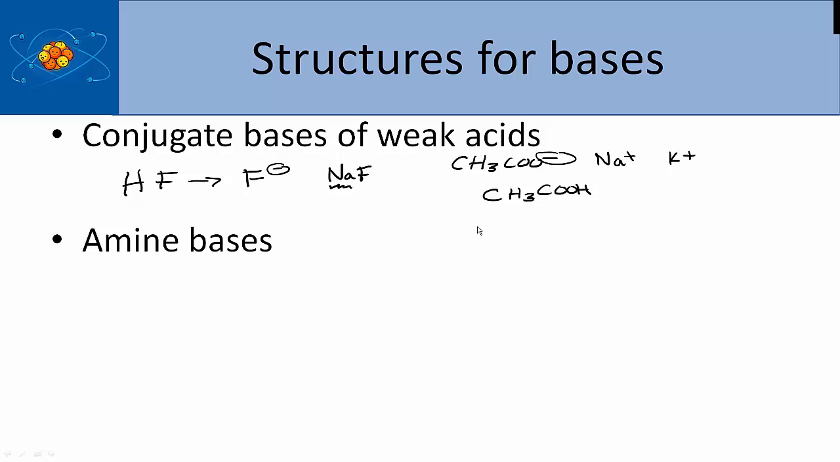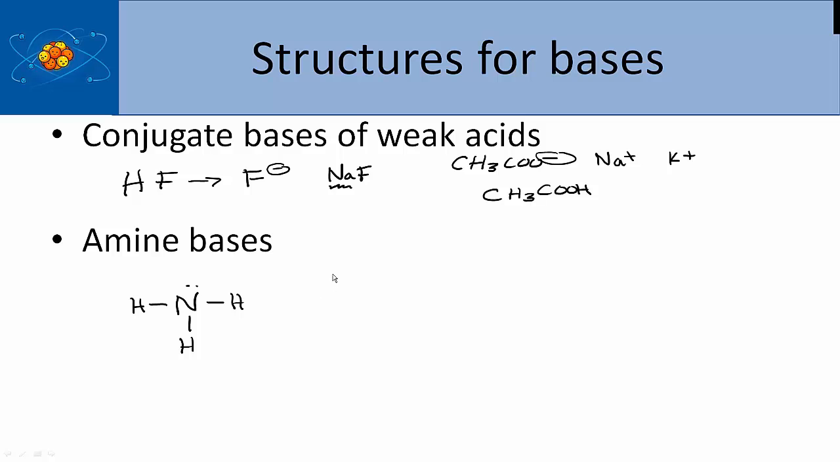Amine bases are structured around the Lewis structure for ammonia. Now, ammonia's Lewis structure looks like this. It has four groups: a lone pair and three bonds. In ammonia, these three bonds are connected to hydrogens. In the amine bases, we typically have one of these groups substituted by another type of atom.